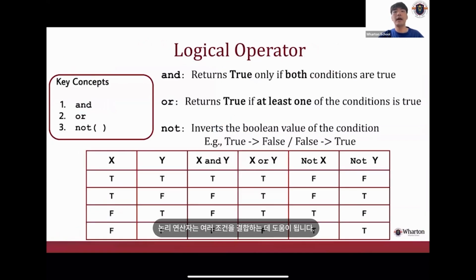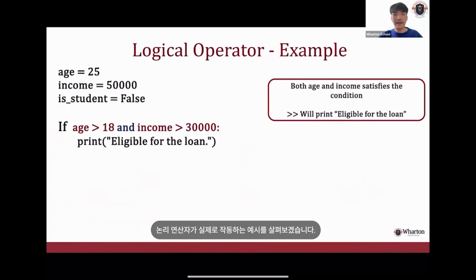Logical operators help us combine multiple conditions. An AND operator returns true only if both conditions are true. The OR operator returns true if at least one condition is true. The NOT operator inverts the Boolean value of the condition. For example, not true becomes false, and not false becomes true. And below is the truth table to summarize everything that we just did. These are called logical operators. Let's see logical operators in action.